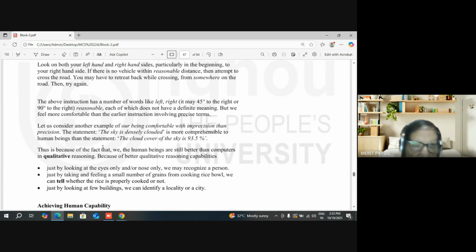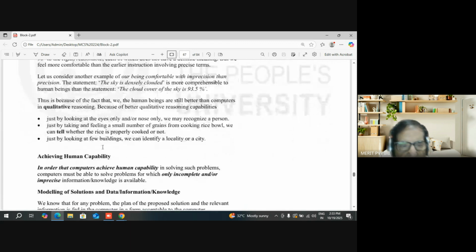Just by looking at the eyes only and nose only, we may recognize a person. Just by taking and feeling a small number of grains from a cooking rice ball, we can tell whether the rice is properly cooked or not. Just by looking at a few buildings, we can identify a locality or a city. So that type of thing is important there.